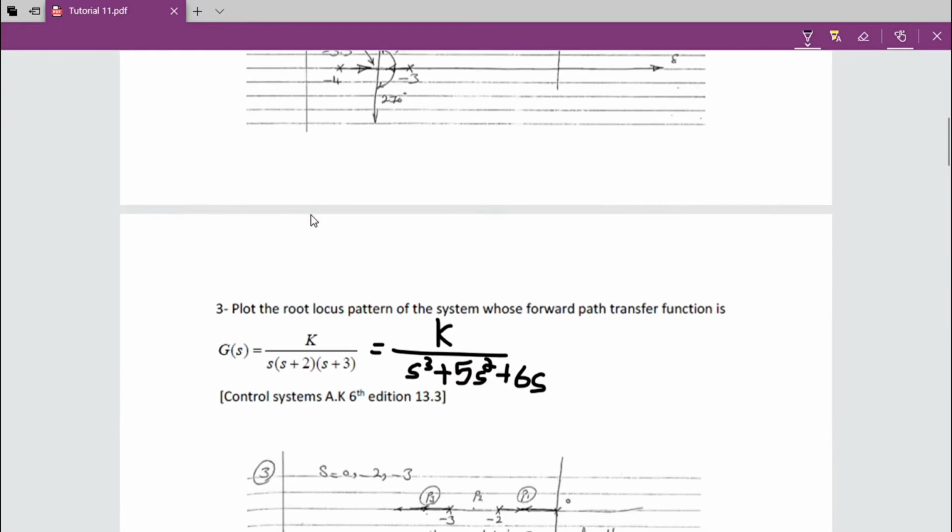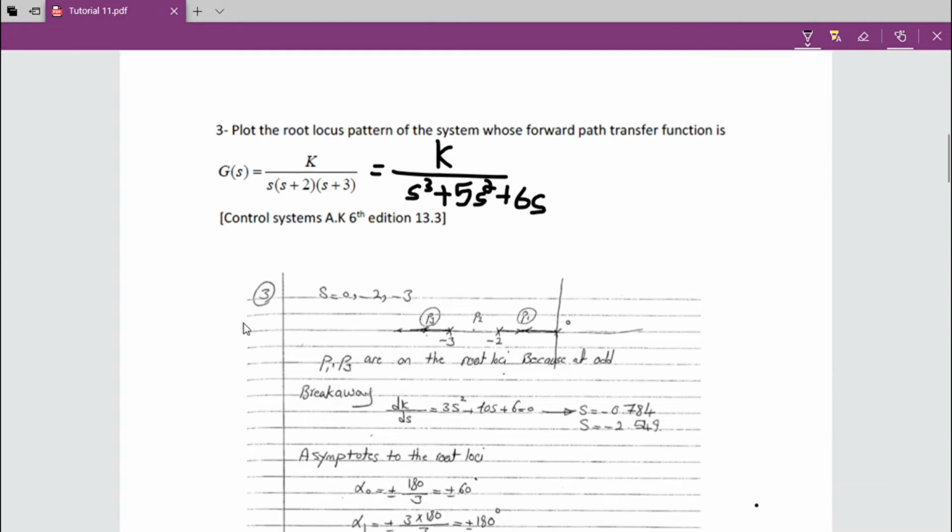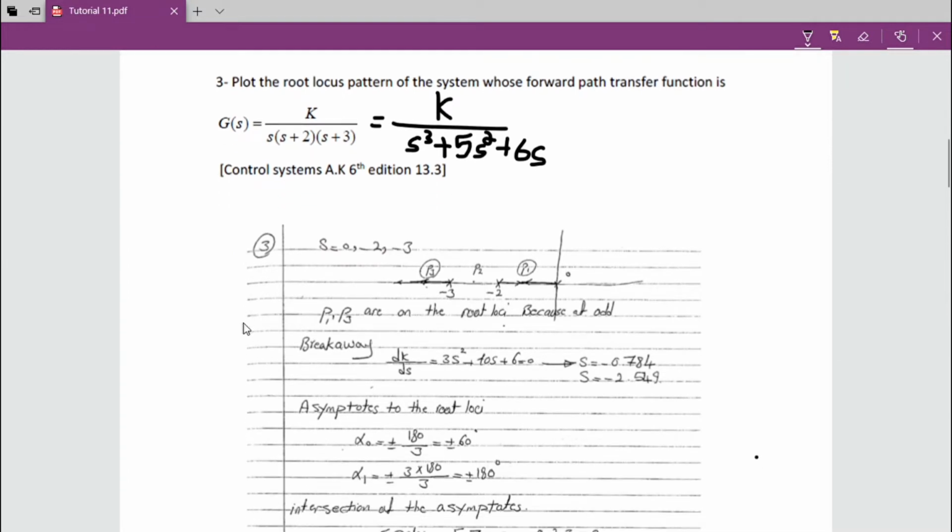Now let's move on to question number 3. Question number 3 is to plot the root locus pattern of the system whose forward path transfer function is G(s) equal to K upon s into (s plus 2) into (s plus 3). Again, what you need to do is list down your poles and the zeros. Looking at the numerator, there are no zeros. Looking at the denominator, there is one pole at 0, one at negative 2, and one at negative 3.